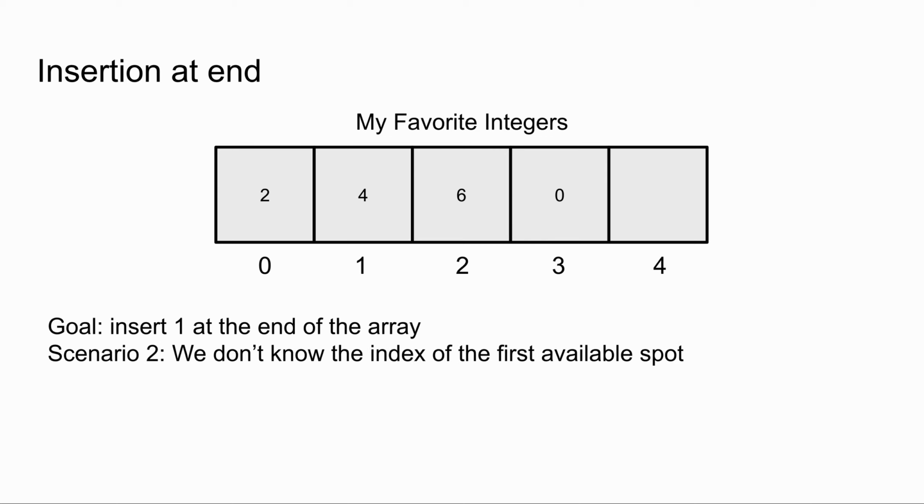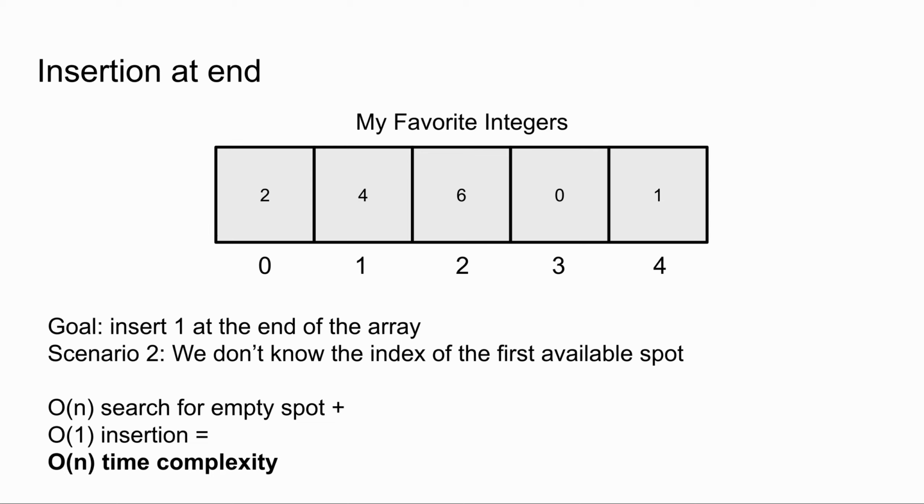In the second scenario, we don't know the index of the first available spot. That means we have to go through the entire array until we find the empty spot. Then we access it and insert our element. Searching for the empty spot means that we have to go through the whole array, so that is O(n) with respect to n elements of the array. Then the actual insertion itself is O(1), so overall the time complexity is O(n).